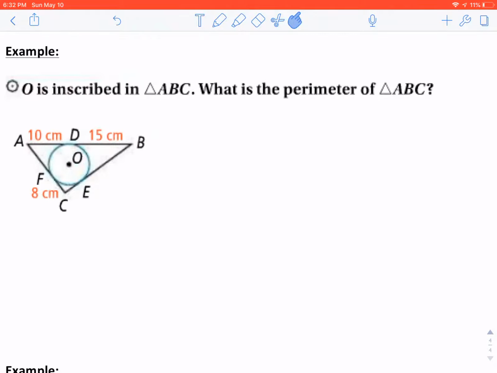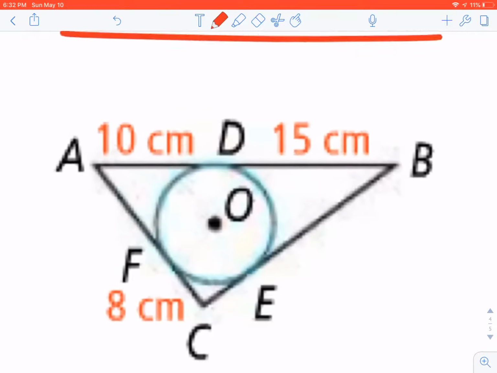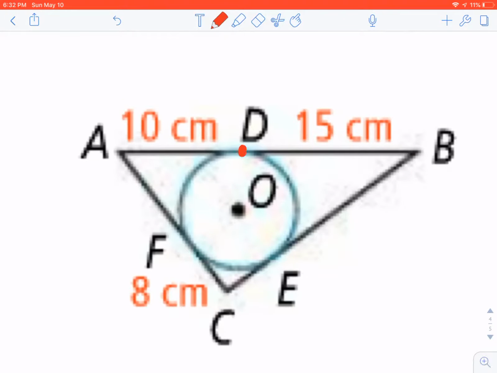In this example, they want me to find the perimeter of triangle ABC. Now, I need to explain something to you. When it says that a circle is inscribed in triangle ABC, if you think back to chapter 5, when we talked about inscribed circles, that means that this circle touches AB one time, it touches AC one time, and it touches BC one time. So in other words, all of the lines that look to be tangent are tangent at the point indicated. So this circle is tangent at point D, point F, and point E.